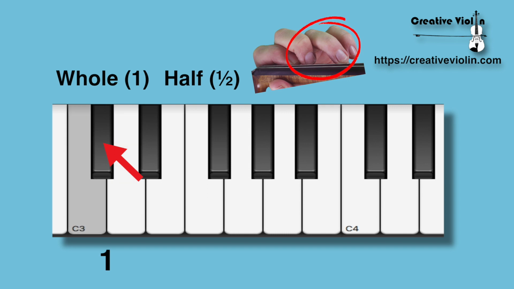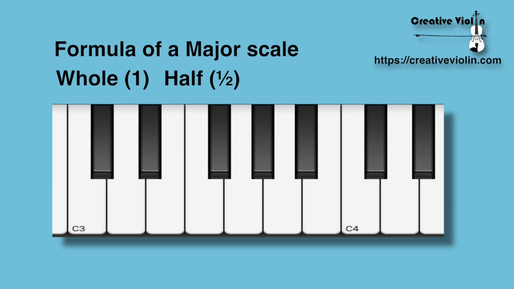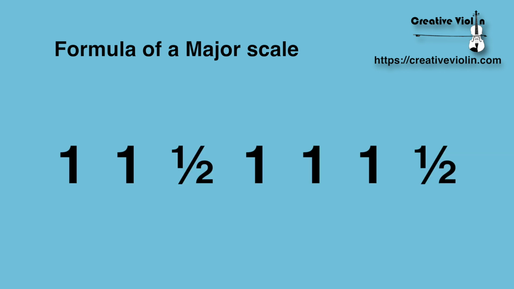And now looking at the formula of a major scale, we start off with the root note, then we get a whole distance, a whole distance, a half distance, then we get a whole distance, a whole distance, a whole distance, and finally a half distance. So whole, whole, half, whole, whole, whole, half. That's the formula for a major scale.